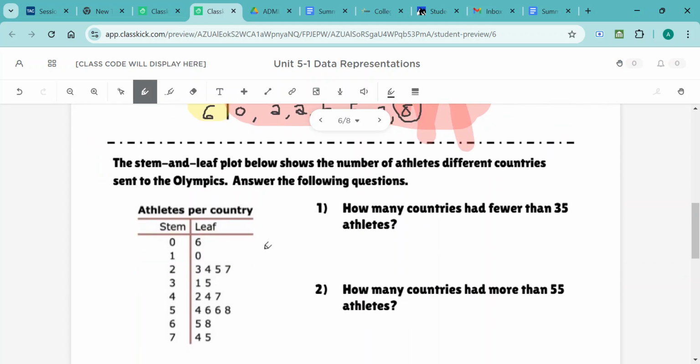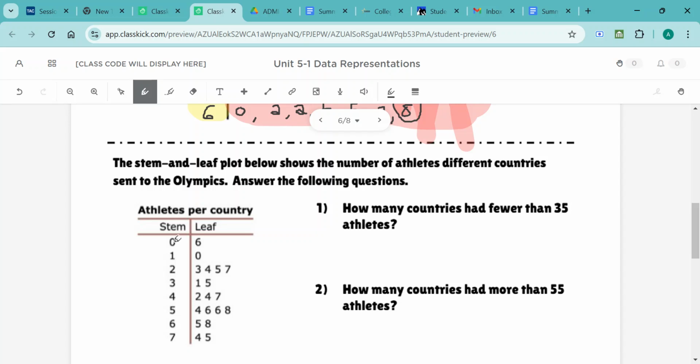So let's go ahead and look. This stem and leaf plot below shows the number of athletes different countries sent to the Olympics. We're going to answer the following questions. So we have an athlete per country stem and leaf plot. How many countries had fewer than 35 athletes is going to be the first question we answer.